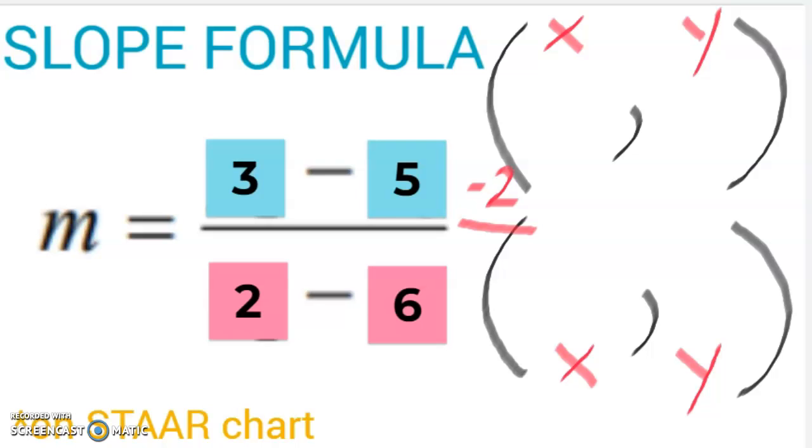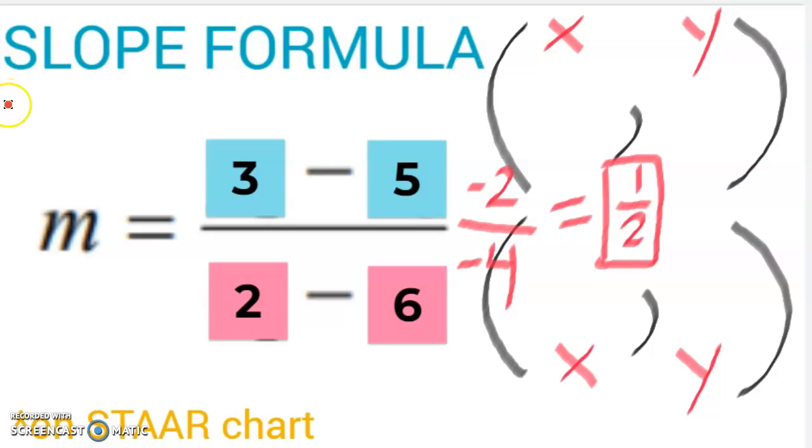Keep it as a fraction, right? 2 minus 6, I get a negative 4. So if I simplify that, I get a positive 1/2 as my slope. We can keep it as a fraction, okay? We did do this example last class, but I wanted you to see it with color and how we label the points and how we're able to drag them to where they belong, okay?